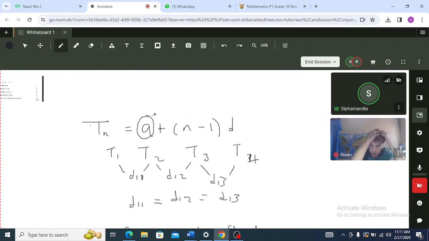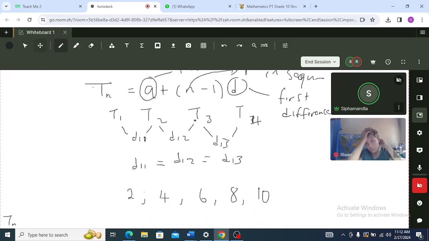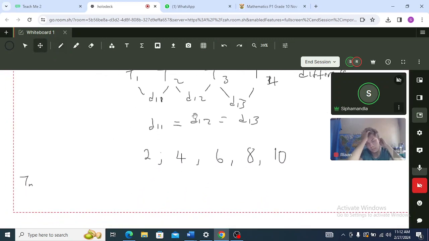So A is the first term of the sequence. So this is the first term of the sequence. N, I already explained N. N is the position of the term in the sequence, or in the number pattern. And D is the first difference. So this is the first difference. Now, once you have this and you understand this, that's the first thing to understand.